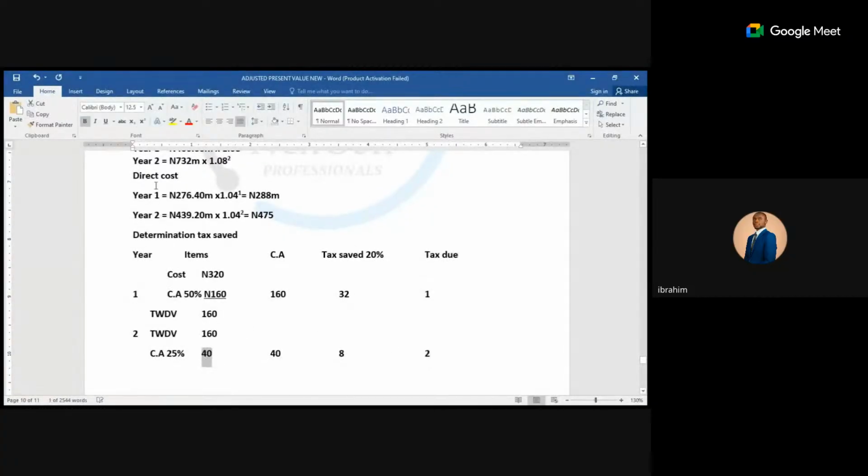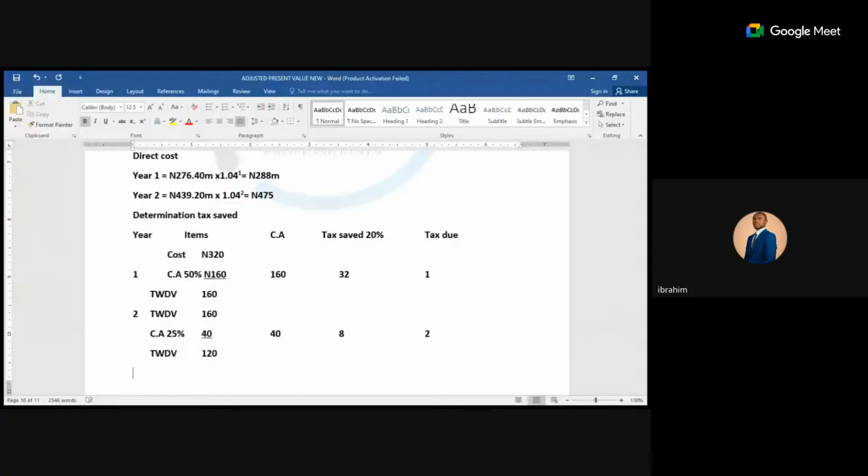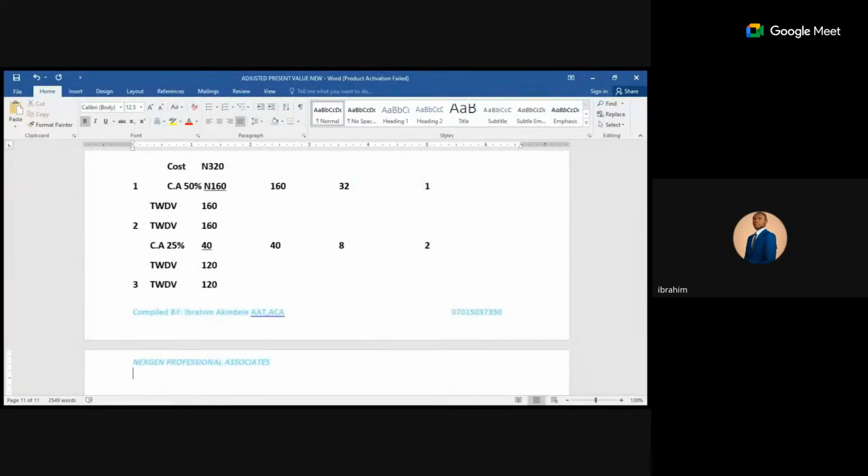Class, what will be the tax written down value? 120. Tax written down value 120. Thank you. Year three. Tax written down value brought forward, 120. The capital allowance, 30. This will be 30. What is the tax saved? 6. This will be paid in year 3.